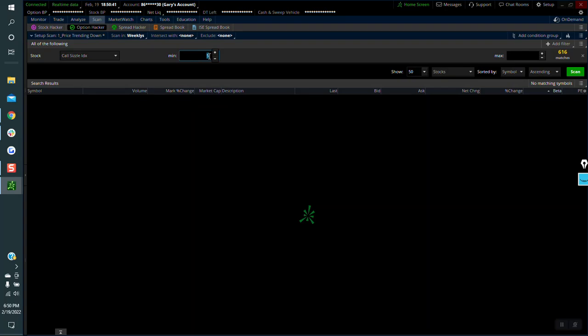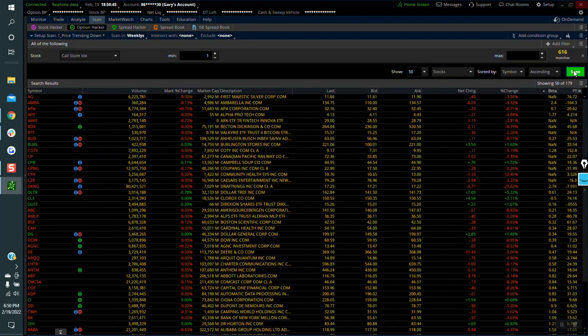Minimum 5, I don't know. Minimum 1, I guess. Let's see here. That might be a negative. So there you go, you got 179 popping up here on that one as well. So basically, this gives you some ideas. You have to play with it and learn what all these mean and what type of numbers you need to put in for this scan to actually work.